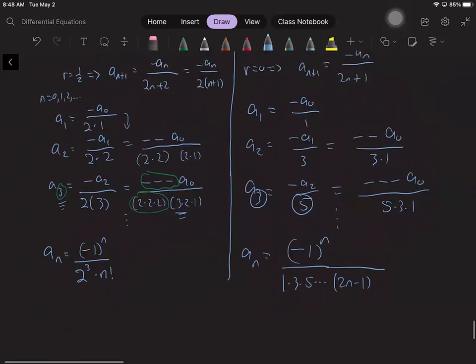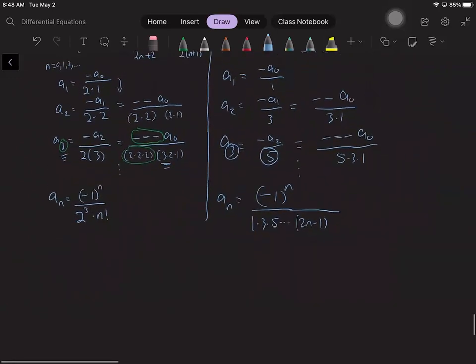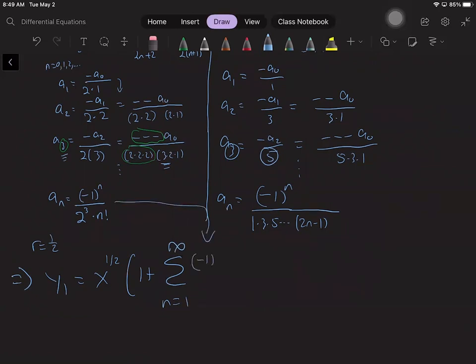Okay, so those are your two a_n's. So now just to use the shortcuts, y1 is x to the 1/2. So that corresponds to r equals 1/2, times 1 plus, so this will always be the same. You take out the a0, then you rewrite it as 1 plus the series starting at 1. Then you put your a_n here. Okay, whoops, that should be 2 to the n. There's a little typo there. Not in class, nobody could tell me about my typos. I know 2 to the n and factorial. Okay, so that's your y1.